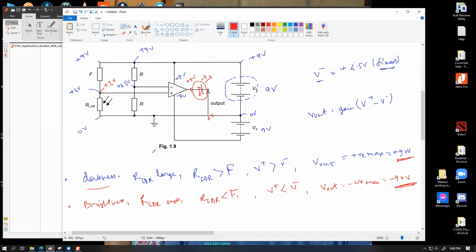The second point is that if we flip the position between these two, R, LDR and F, this whole set of equations will simply become reversed. So if you want an LDR to give a positive output in bright light, then you can simply place it over there and place this F resistance at the bottom. Then this whole thing will become just reversed.